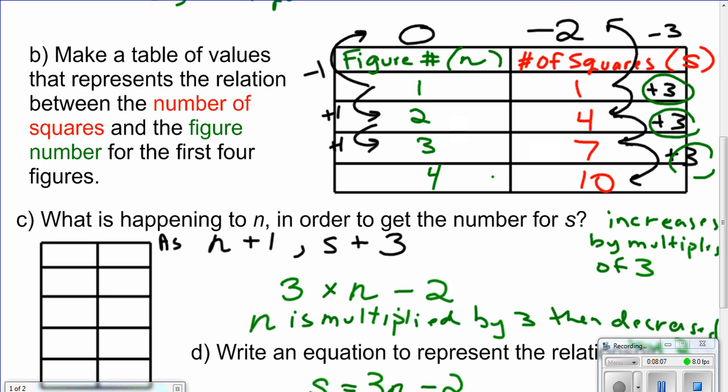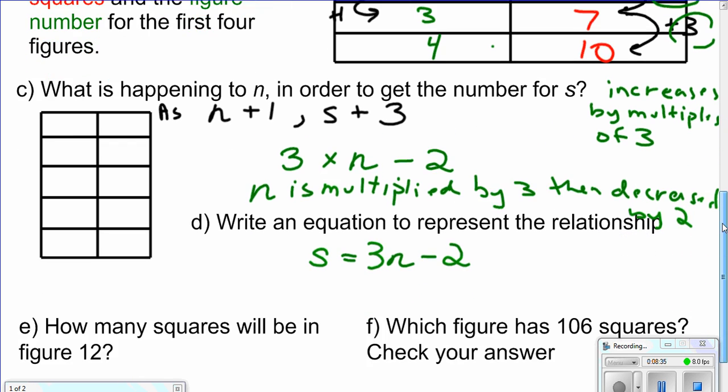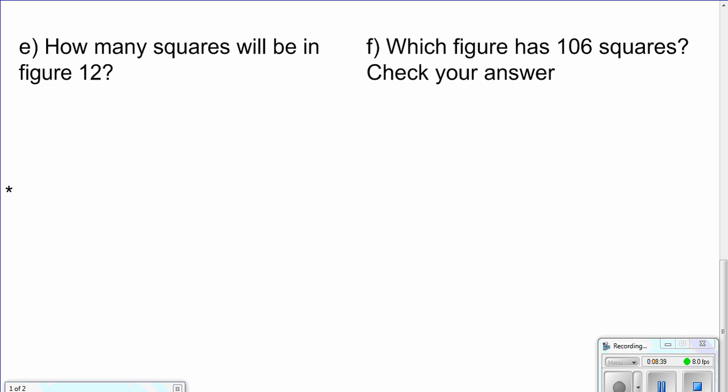And so whatever is at figure 0, that is our constant, right? Because if I went 3 times 0, that gives me 0. And so if we go to figure 0, that eliminates the coefficient and leaves us just with the constant. So we have a constant of negative 2. So multiplying by 3, that's our coefficient. Subtracting 2 is our constant. So 3n take away 2. Again, if that seems tricky, we'll do more of these, I promise.